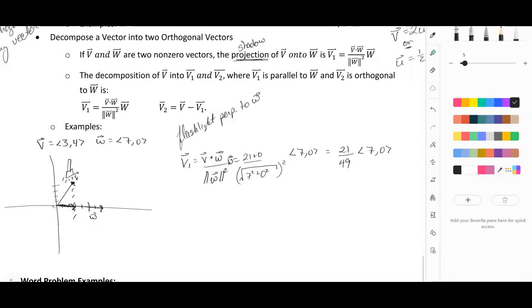7, 0. 21 divided by 49 reduces to 3 over 7. So there's my scalar value. You can see it's a scalar multiple. And if I multiply that back through, I'm going to get 3, 0. So this is going to be parallel to W.